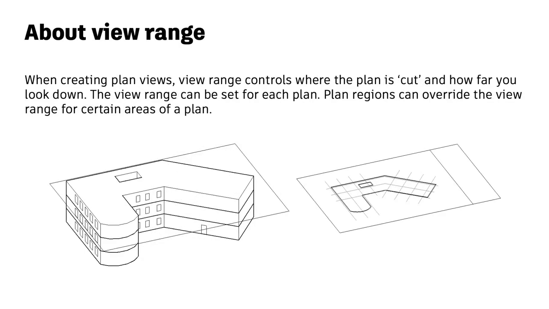When creating plan views, the view range controls where the plan is cut, and also how far you look down. The view range can be set for each plan. Plan regions can override this view range for certain areas on a plan.